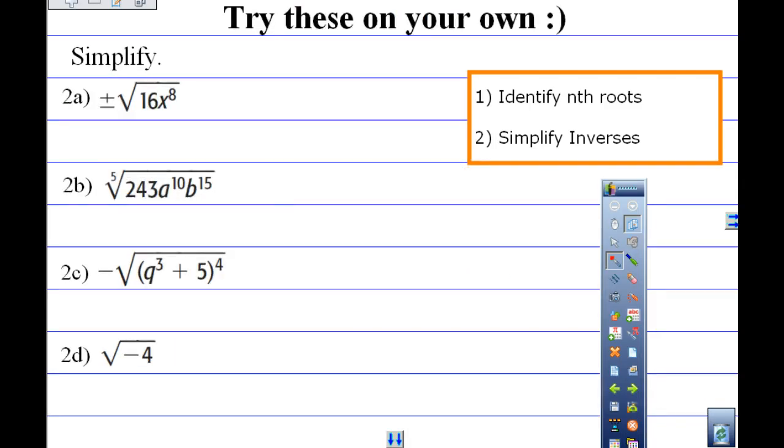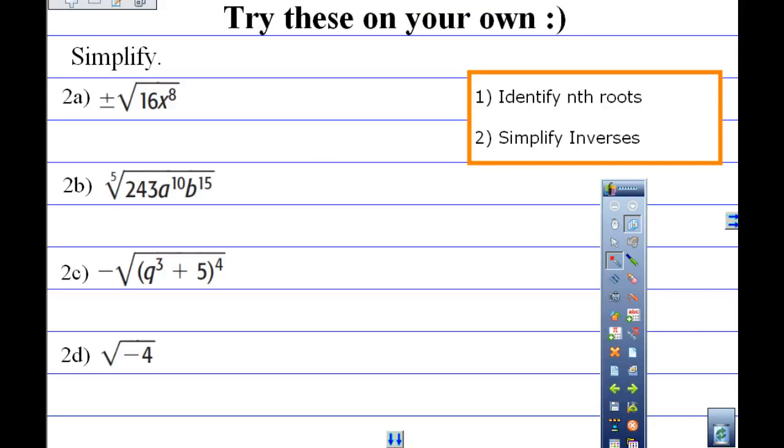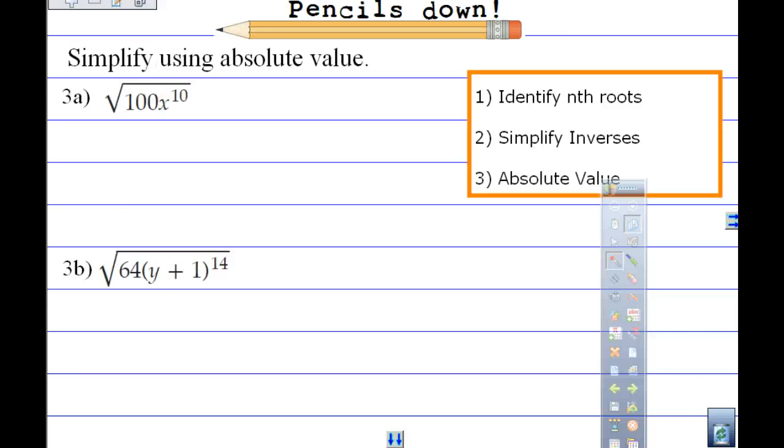Alright, anything else looking at you weird that you need to know how to do? Square root of 64 is 8.